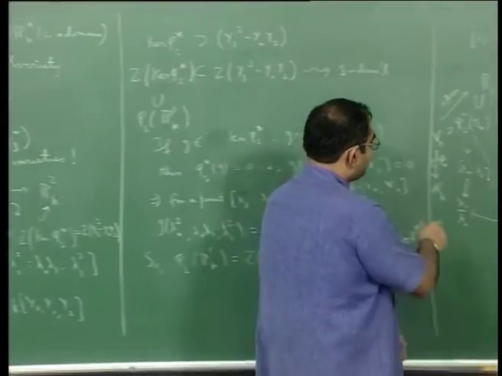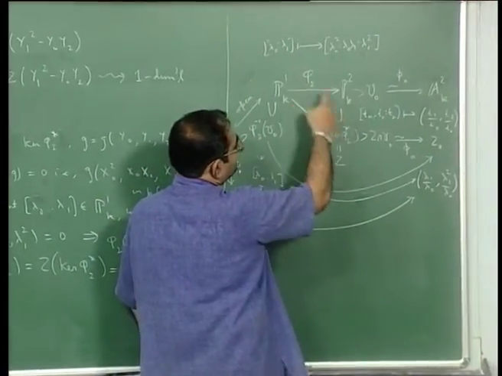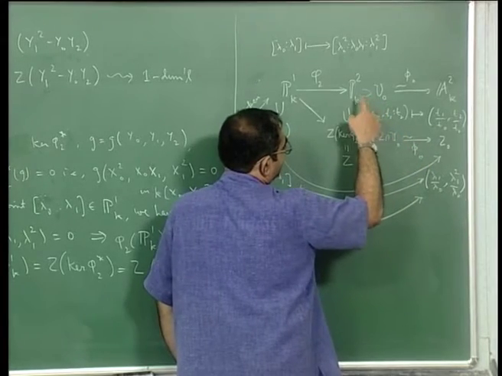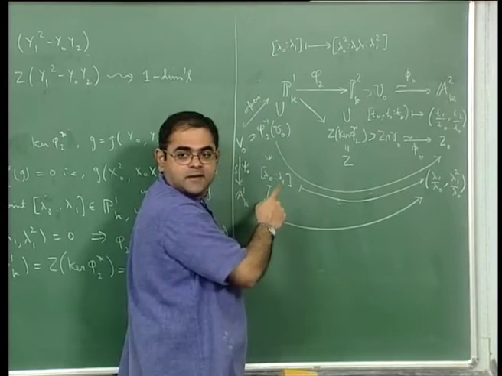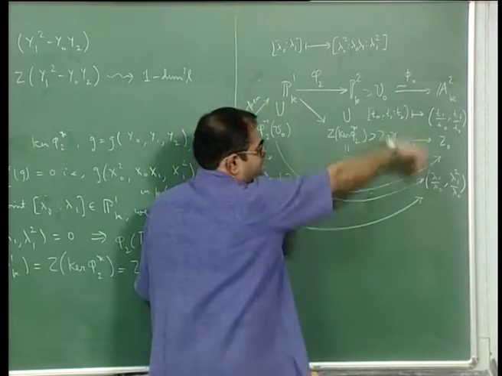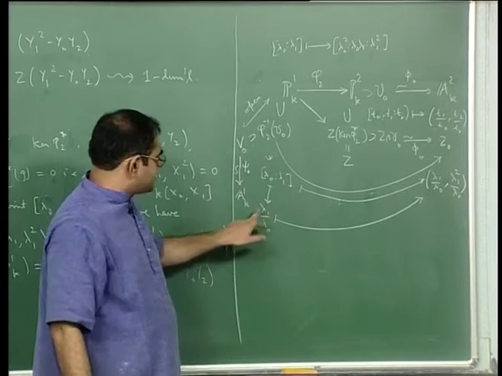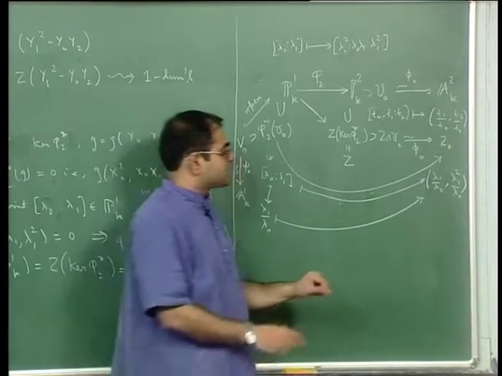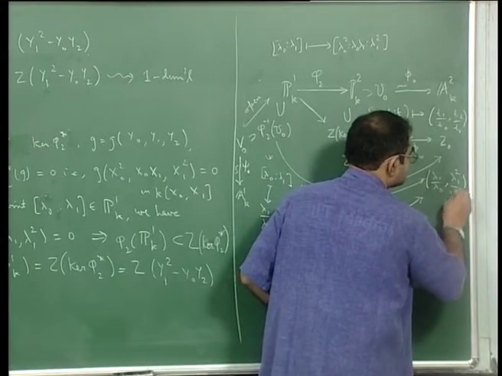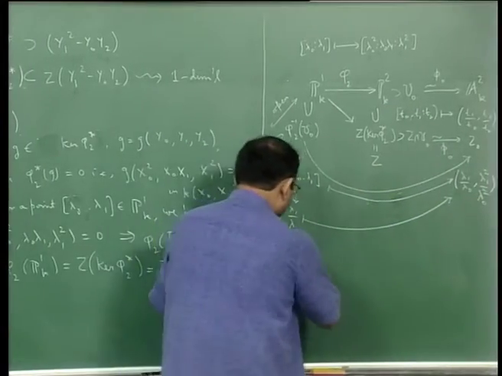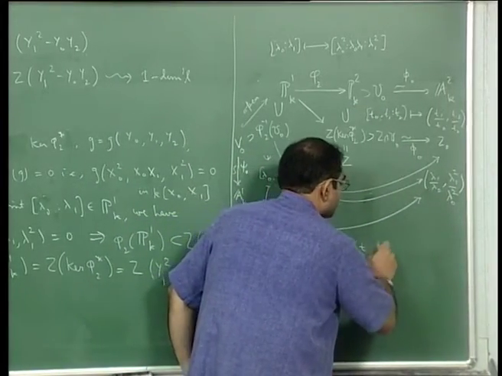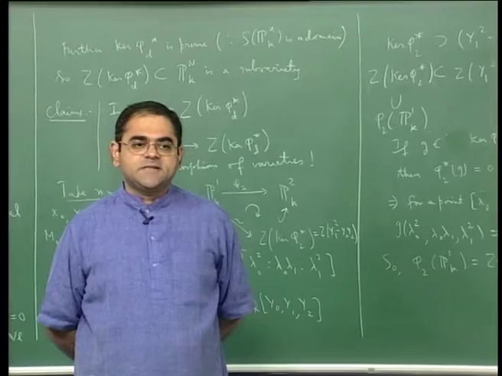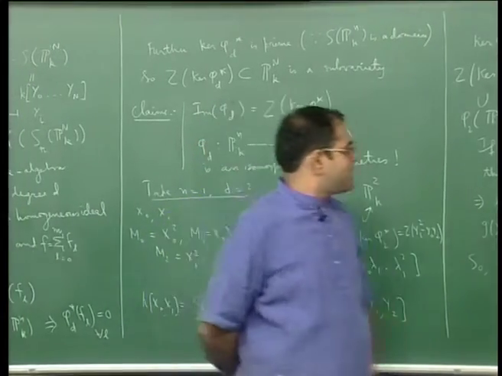So finally, when I write out this for phi 2, if I take the inverse image of u naught from phi 2 inverse u naught to u naught, and write out the morphism after going to the affine piece here and the corresponding affine piece there, the morphism is lambda 1 by lambda 0 going to lambda 1 by lambda 0 comma lambda 1 squared by lambda 0 squared. That is the map. So the map is simply t going to t comma t squared.